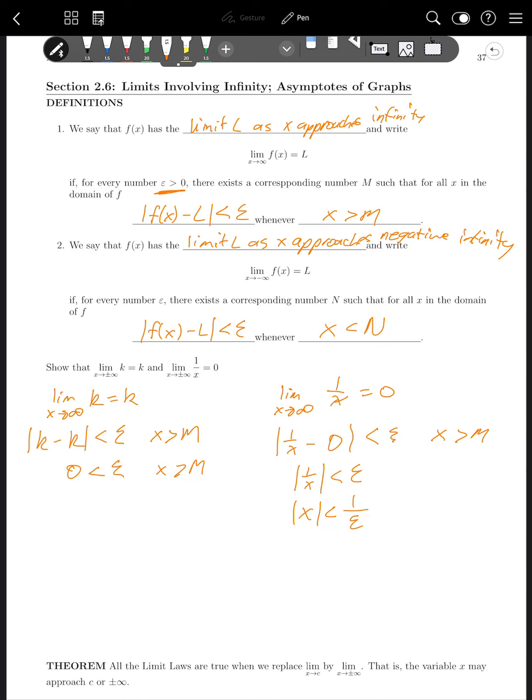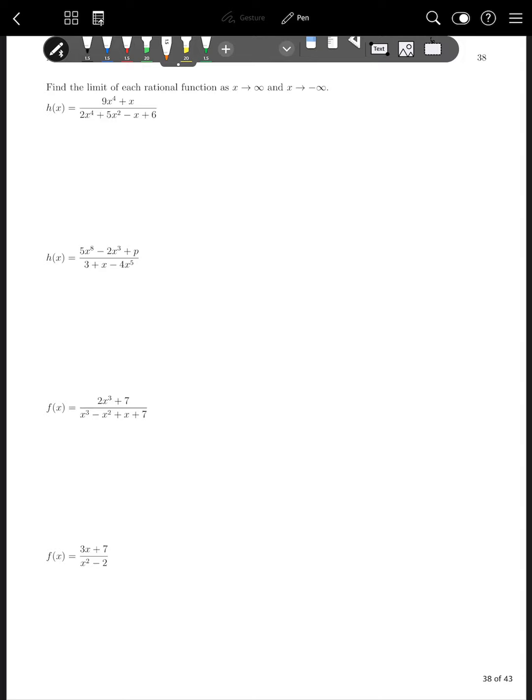Notice also here a theorem at the bottom that we're not going to prove: all the limit laws are true when limits are plus or minus infinity. So how does that help us do these limits? Well, let's go ahead and look at an example.